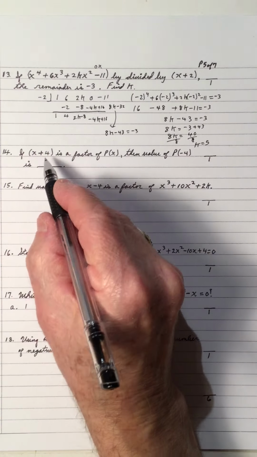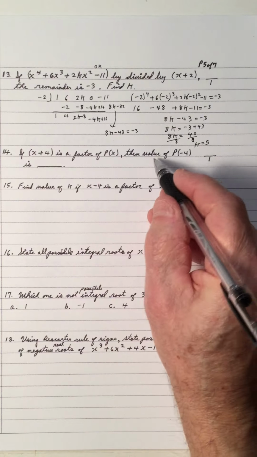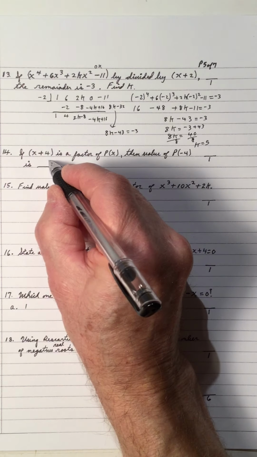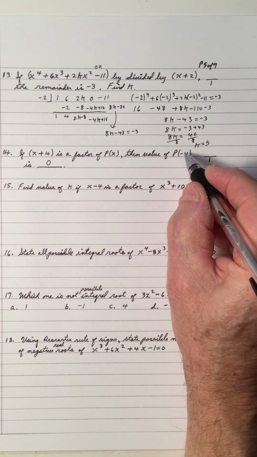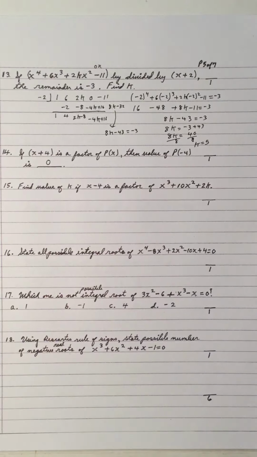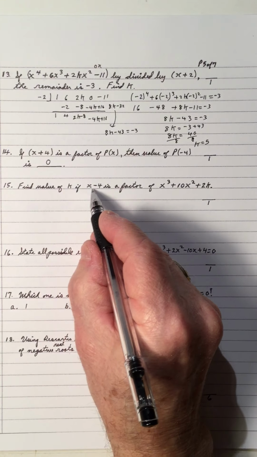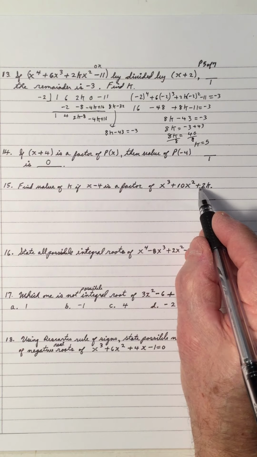Number 14, if x plus 4 is a factor of p of x, then the value of p of negative 4 is 0. So if that's a factor, then when you sub the negative 4 in, it gives you a remainder of 0. Give yourself a mark.